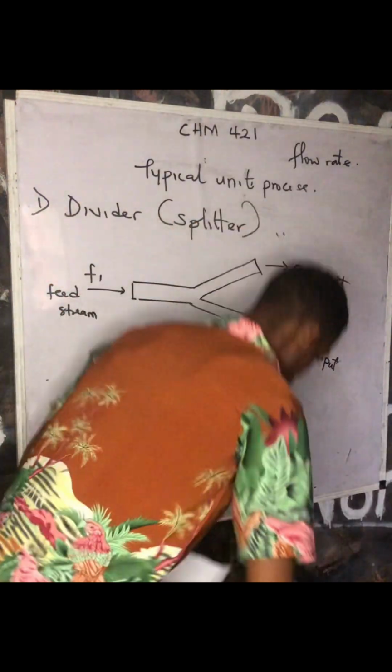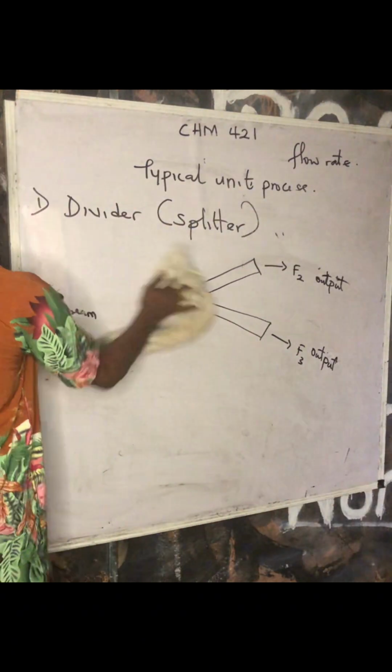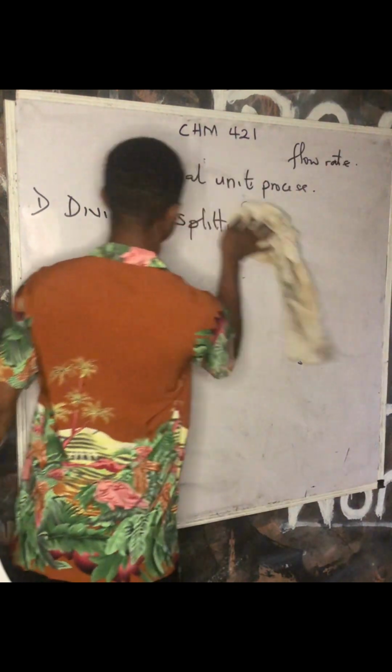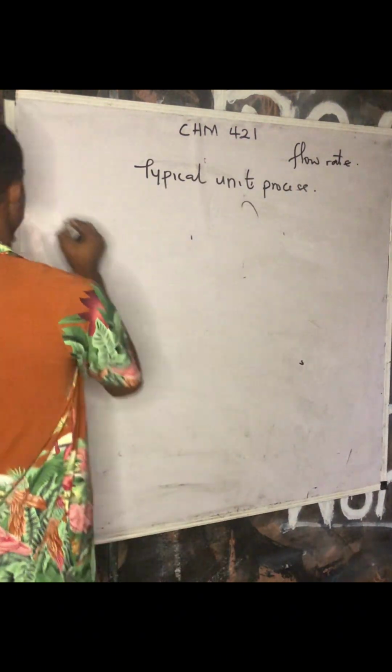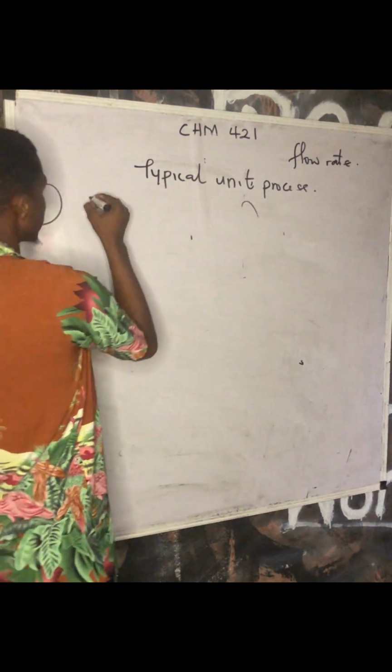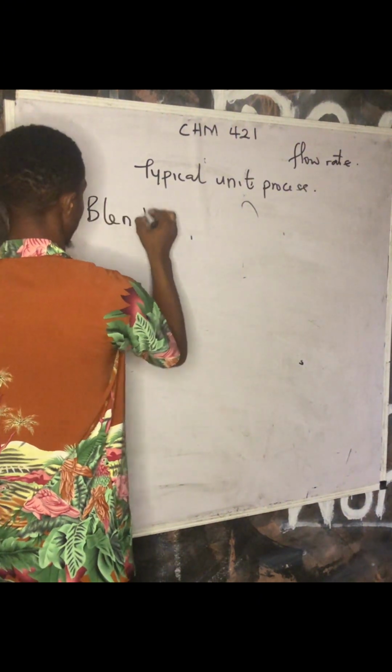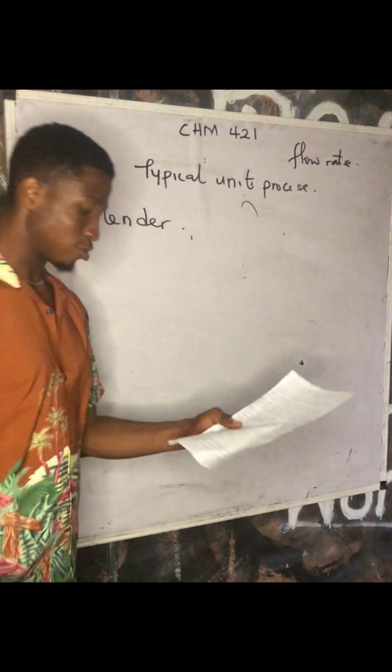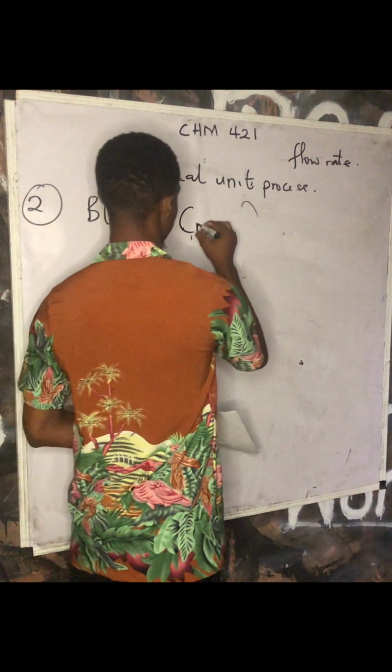So let's go to number 2 on the list. I already told us what a divider is. Let's look at the next one. We need to hurry up on this part. Number 2 is the blender, our favorite guy. Or we call it what? Mixer.